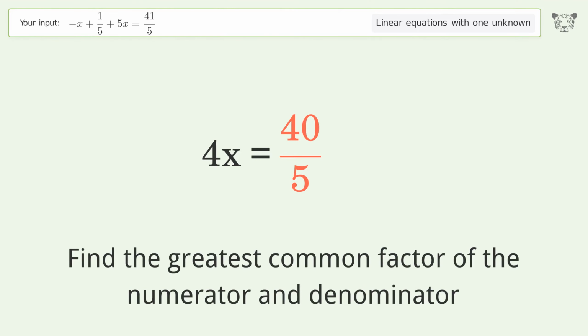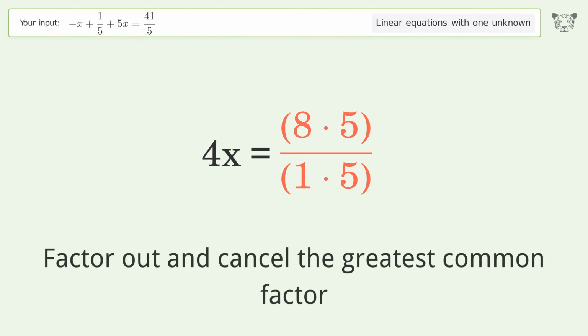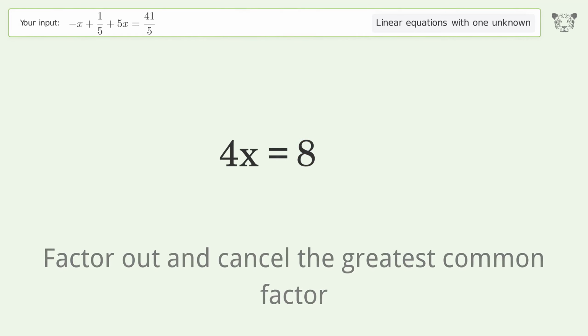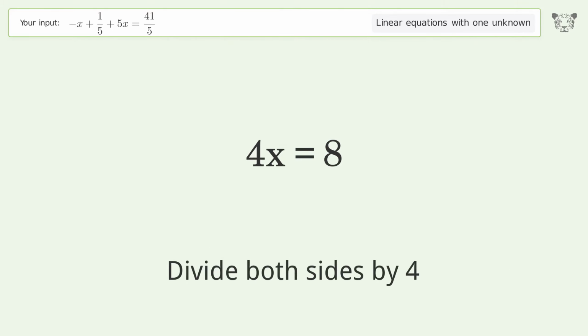Find the greatest common factor of the numerator and denominator. Factor out and cancel the greatest common factor. Isolate the x. Divide both sides by 4.